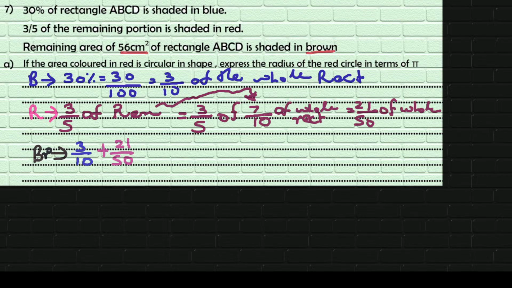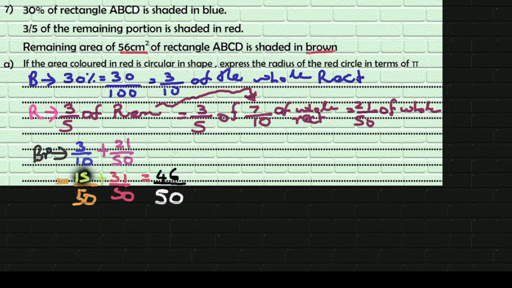So what is blue plus red? We cannot add when they have different denominators. So let's make the 10 denominator 50. If the denominator becomes 50, this 3 has to be multiplied by 5. That is 15. 15 over 50 plus 31 over 50. That gives us 46 over 50. So that is blue plus red.